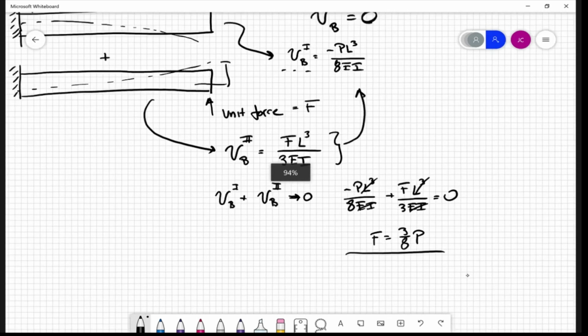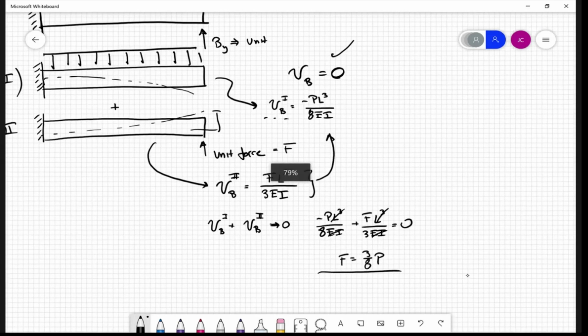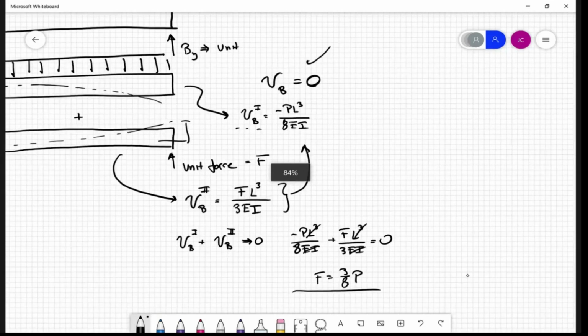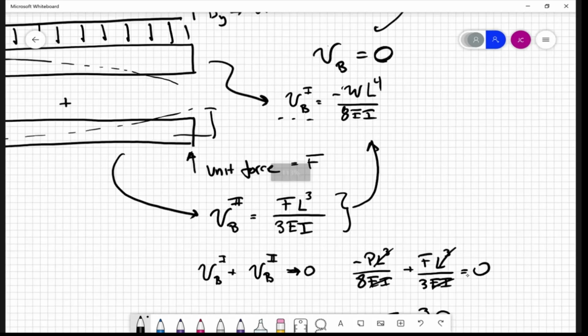And what am I doing? Why am I doing this? I did this wrong. I have this 8. This is not P. Ugh. I am so out of it this semester. This is W. I'm sorry. I wrote down the wrong equation. So let's do this again.